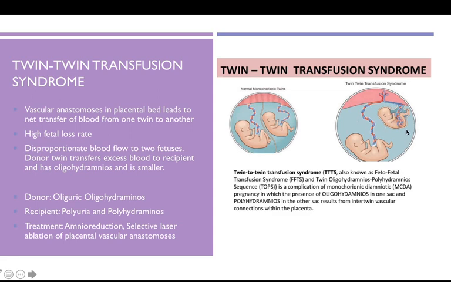Okay, so the donor is oliguric and has oligohydramnios around it. So less amniotic fluid. The recipient has polyuria and polyhydramnios. So the treatment for this is amnioreduction, selective laser ablation of the placental vascular anastomosis. So laser ablation of this. This usually needs to be done in a really specialist hospital.